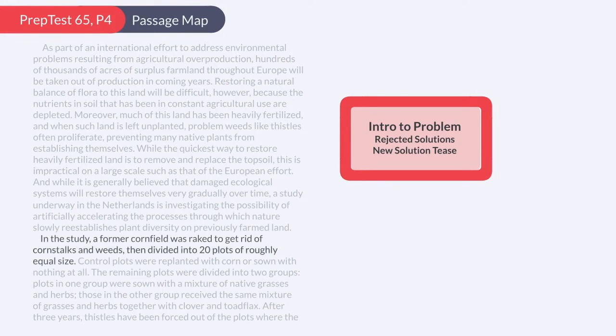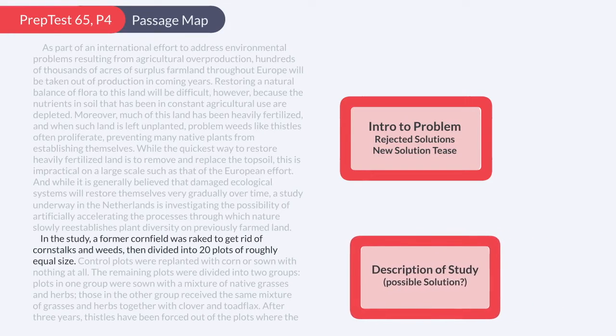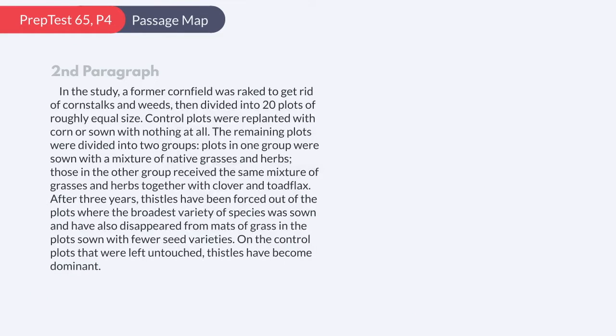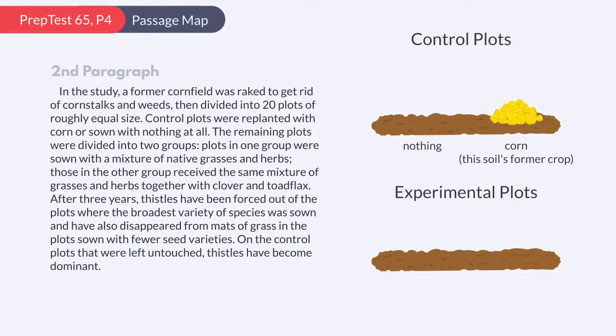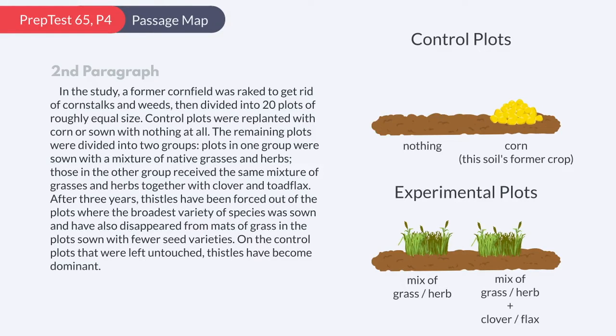So now when I look at paragraph 2 and it starts with the study, it seems like this paragraph will talk about the study. I don't know if I'll get a solution in this paragraph, but that's all I'm listening for. This paragraph gets into the nitty-gritty of how they designed an experiment. So I know that we have some plots where we didn't put in anything, some where we put in corn. Those are the control plots. And then I know that in one of them they put in some native grasses and herbs, and in another one, in addition to that, they added some clover and toad flax.